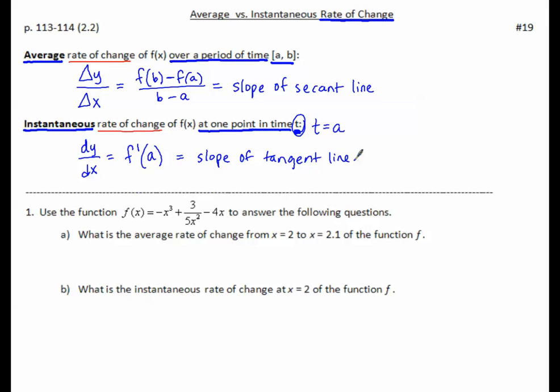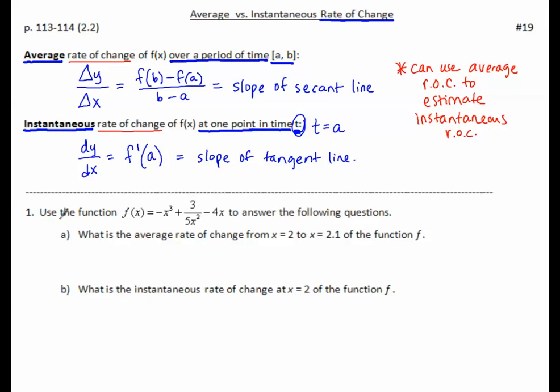Now, sometimes we need to estimate instantaneous rate of change because we need to know it but aren't given enough information. When that happens, we want to remember that we can use average rate of change to estimate instantaneous rate of change. So keep that in mind for the times where we don't have enough information.